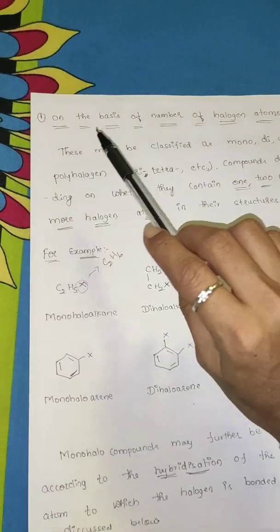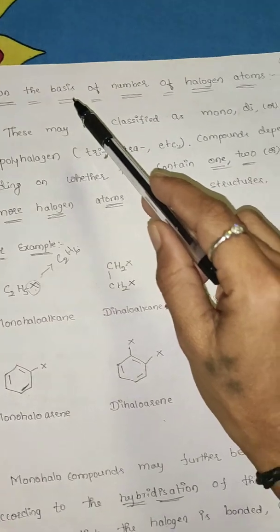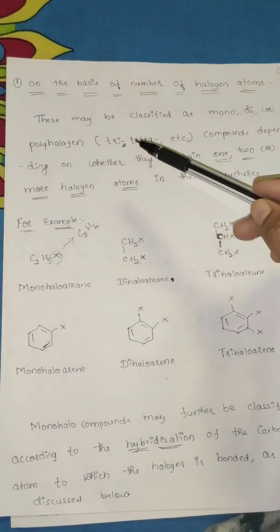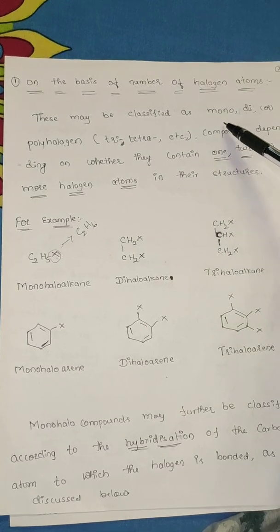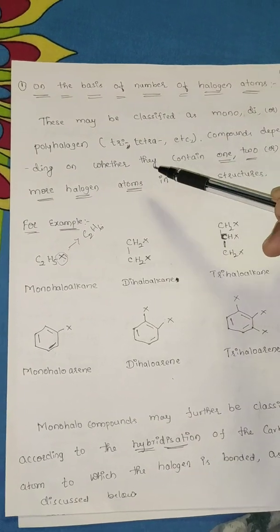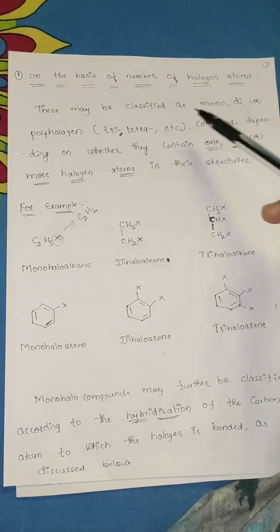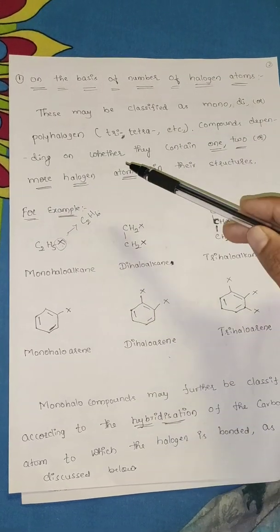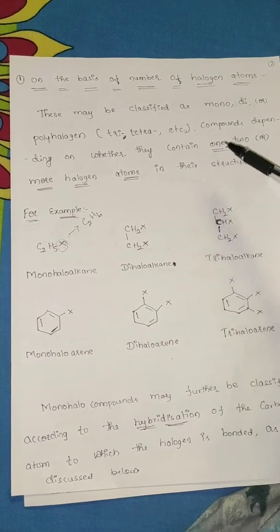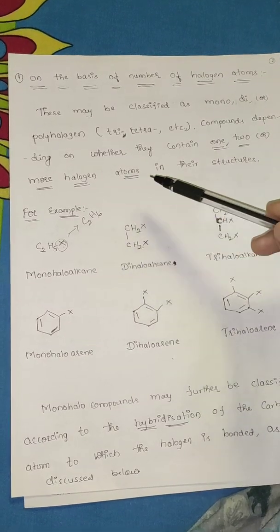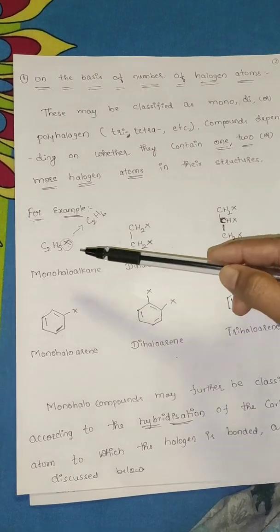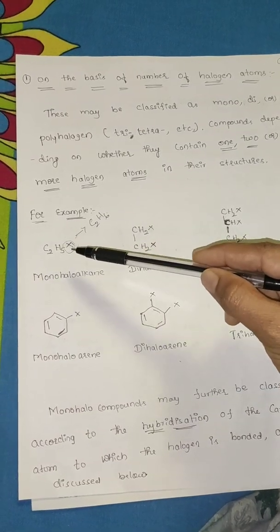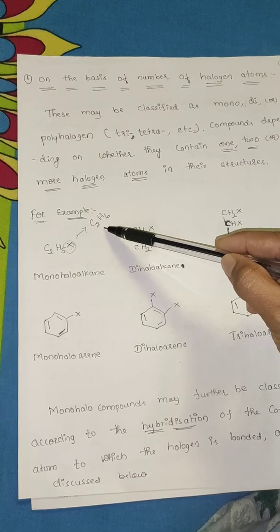First, classification on the basis of the number of halogen atoms, meaning how many halogen atoms are substituted. On that basis, they are classified into mono, di or polyhalogen compounds, depending on whether they contain 1, 2 or more halogen atoms in their structure. So here, C2H5X, where the parent one will be C2H6.